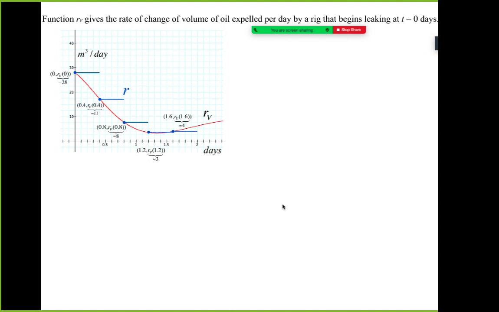And so if R sub v is the exact rate of change of volume, v, then just R is this approximate rate function, or like pretend rate function. It's pretending to be the exact real rate function. Okay, so this is a new function created from the exact rate that approximates the actual rate.